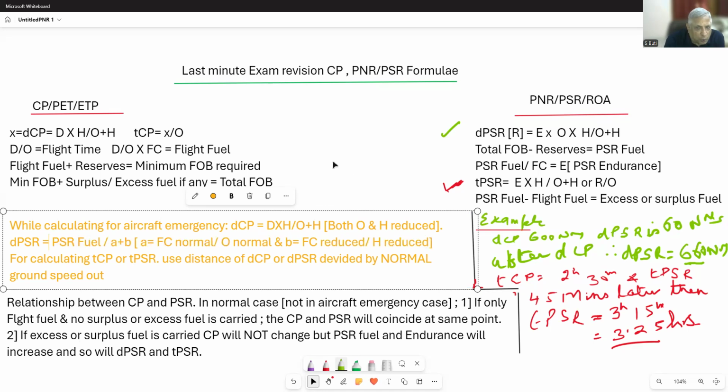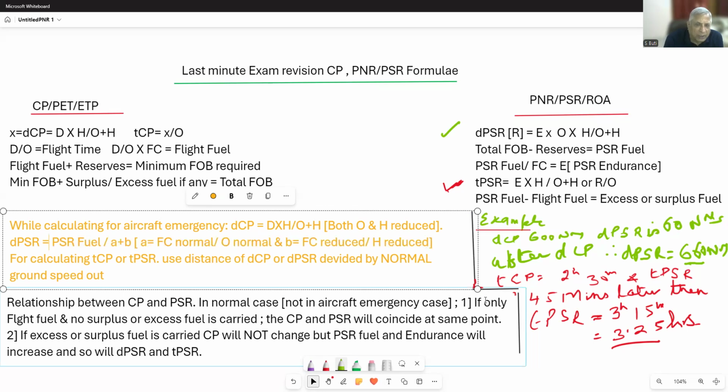Now, all this we know. If not, revise the previous two lessons. Today, we are going to concentrate on the relationship between CP and PSR. And this relationship is only in a normal case and not in an engine emergency case, aircraft emergency case.